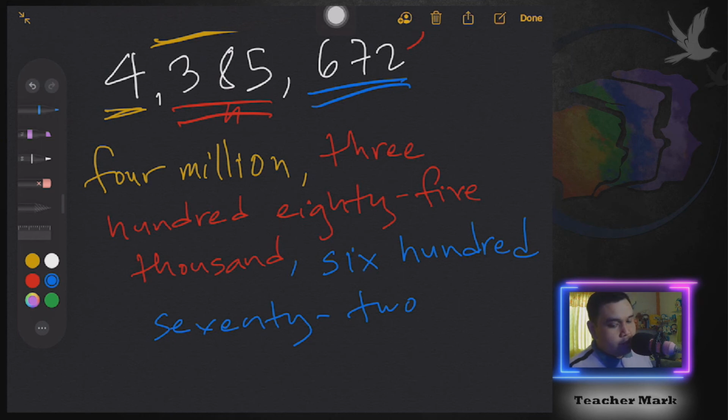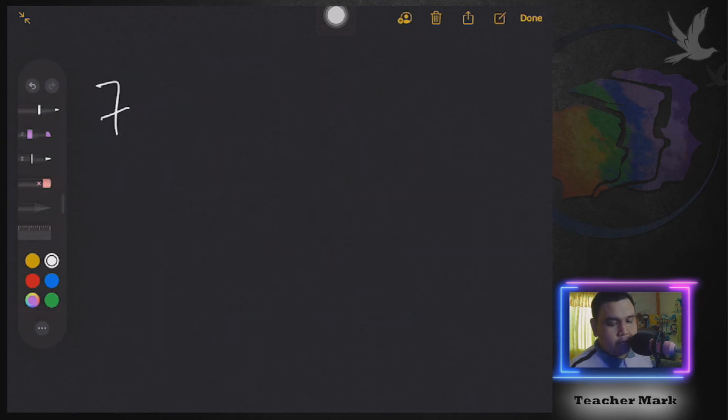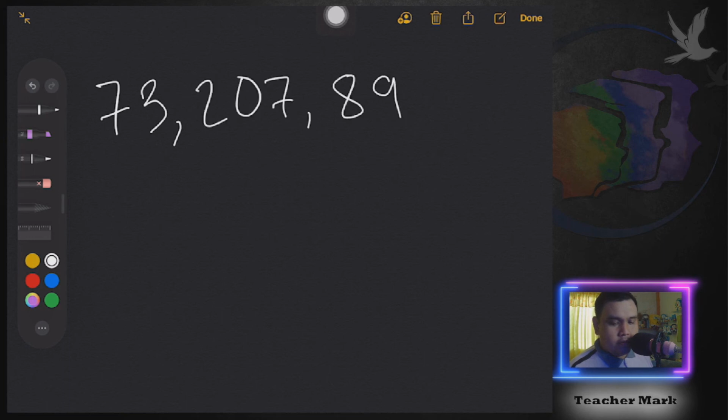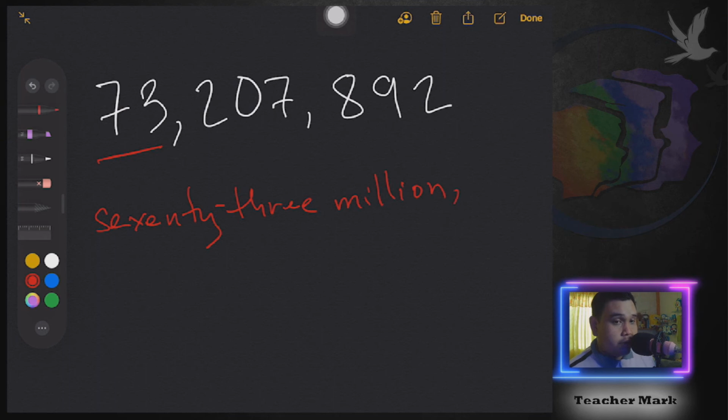So let's try to do this once more. Let's start with the highest given place value, which in this case is 73. And if you notice, 73 belongs to which family? The millions family. So in this case, we are going to read this as 73 million.